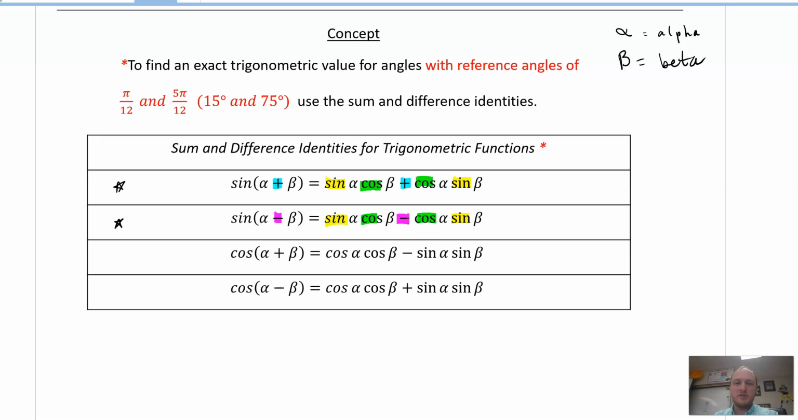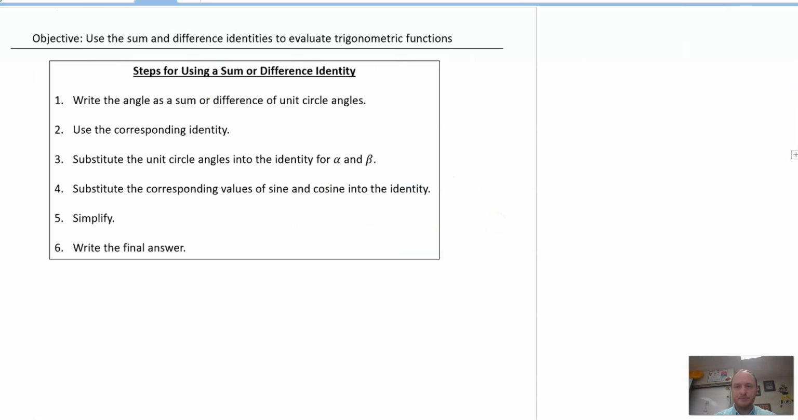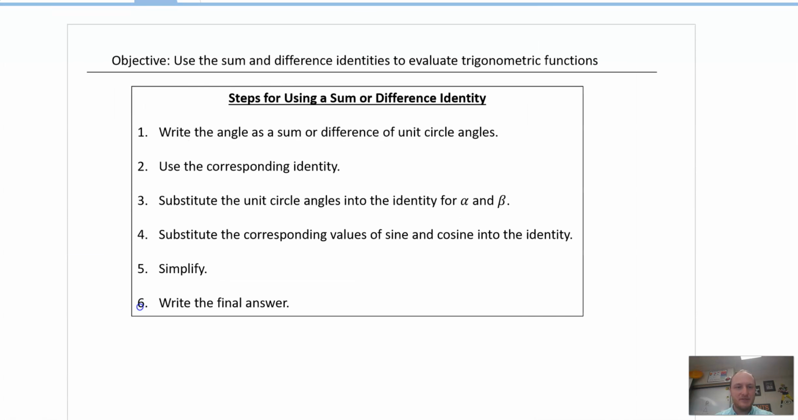For cosine, what I hope you noticed is that cosine is always cosine times cosine, and then minus or plus sine times sine. So there's that pattern. And I hope you notice also that for the operations, it's switched. So if I'm adding, I'm going to subtract, and if I'm subtracting, I'm going to add. And then the angles, obviously, it's always alpha and then beta. Alpha and then beta. Okay, so let's go ahead and look at some steps.